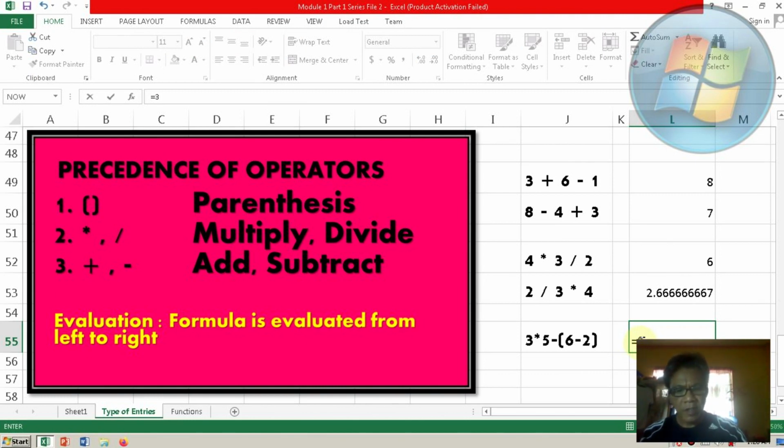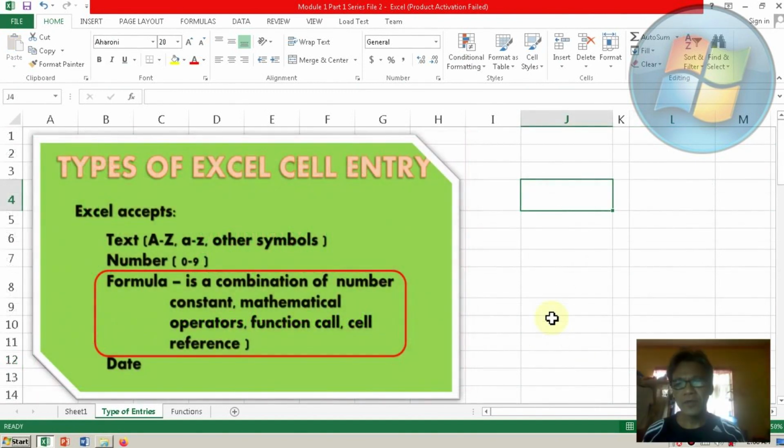That's 3 times 5, then minus, followed by parentheses, minus 2, and then close parentheses. Okay, so the result is 11. So the parentheses makes the lower precedence much higher in terms of evaluation. Okay, so let's go back to types of Excel cell entry.